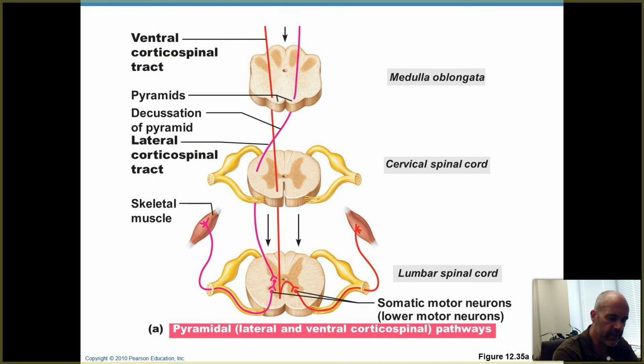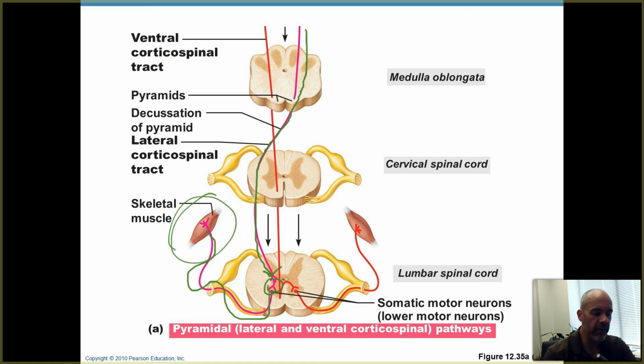Notice that the axon of that upper motor neuron crosses over from the left side to the right side and forms a synapse down in the spinal cord. There's a little interneuron there that gets involved, and then it sends an action potential that stimulates the motor neuron that controls this muscle over on this side of the body.